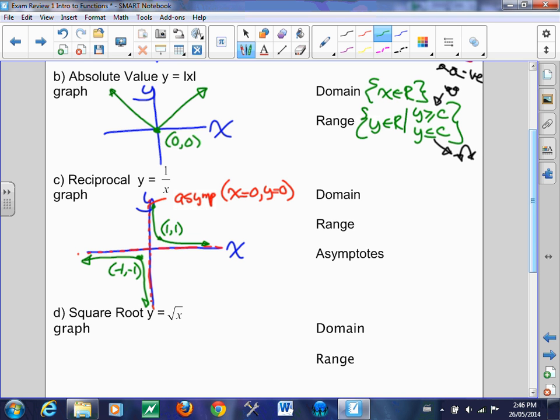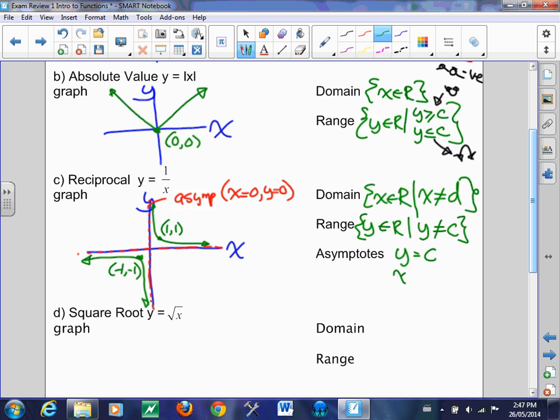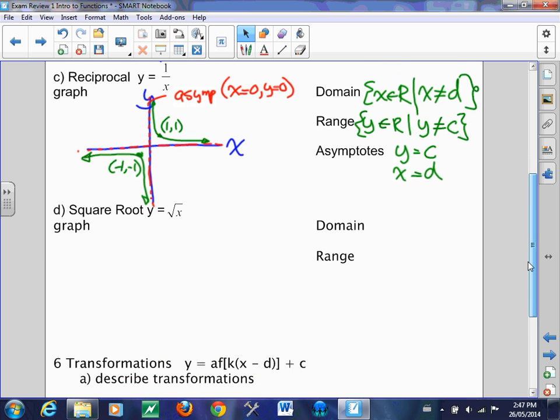So, taking a look at domain, it's x belongs to a set of real numbers, and we do have some restrictions, and that's that x cannot equal d. Okay, and d represents one of your asymptotes. Okay, d is your horizontal shift left-right. Likewise, with the range, y belongs to a set of real numbers such that y cannot equal c. That's your vertical shift or translation. And your asymptotes, folks, are at y equals c and x equals d. Okay? All right, moving on.